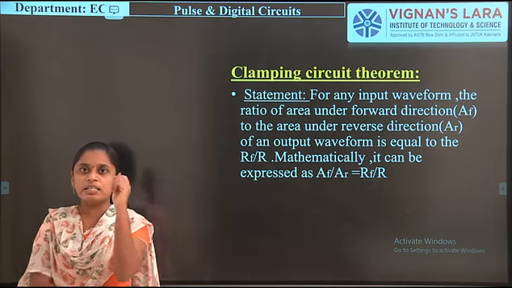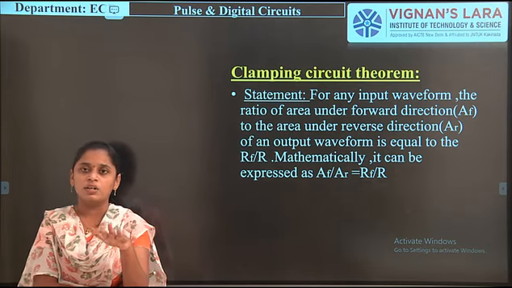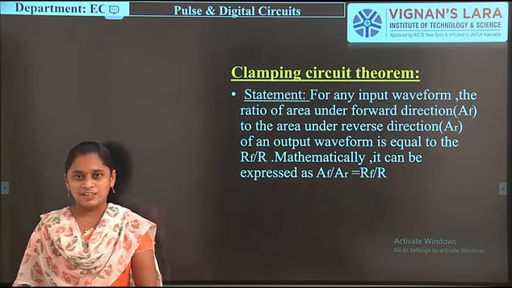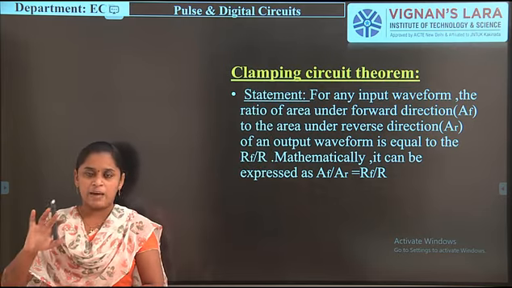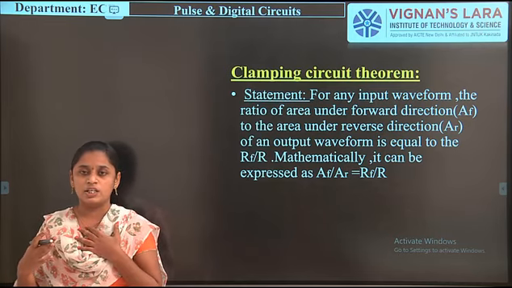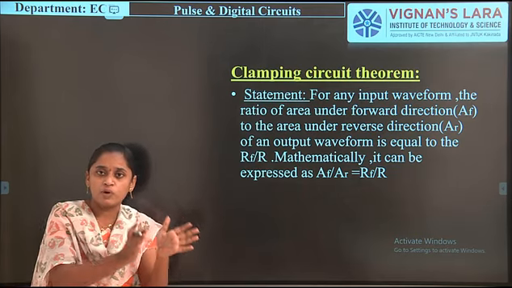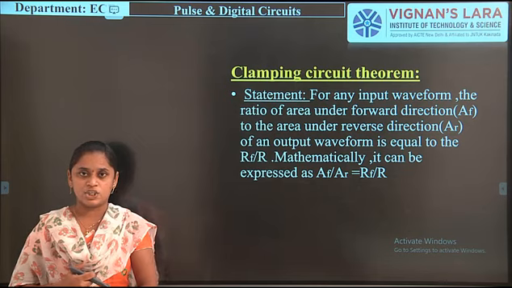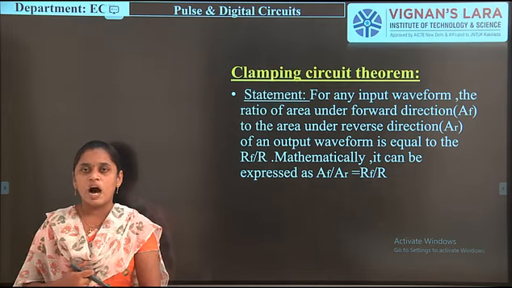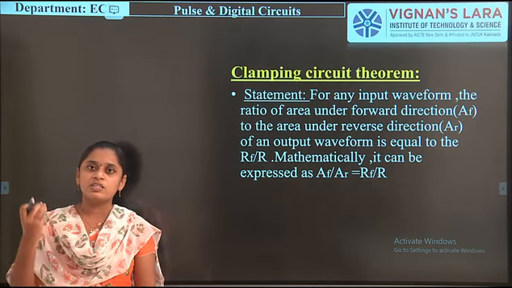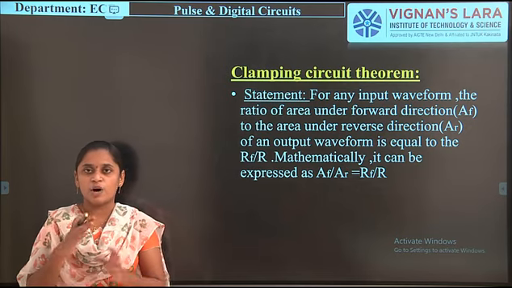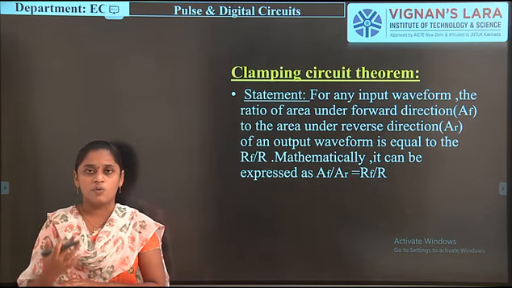Up to this we discussed sinusoidal signals for the clamping circuit. For any input waveform passing through the clamping circuit, sometimes the diode is off and sometimes on. The area under the forward direction to the area under the reverse direction is equal to RF by R. RF is the forward resistance, when the diode is on, and the forward resistance will be very small, from a few ohms to 100 ohms.